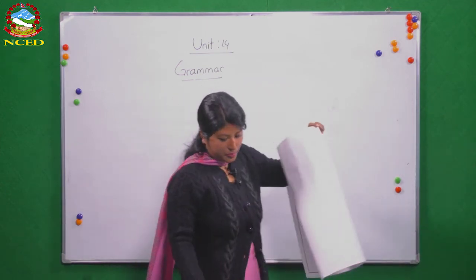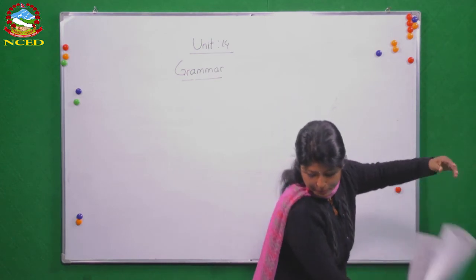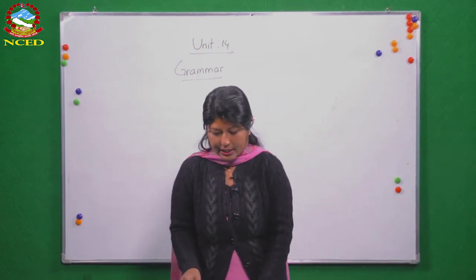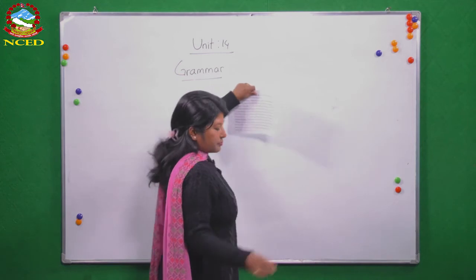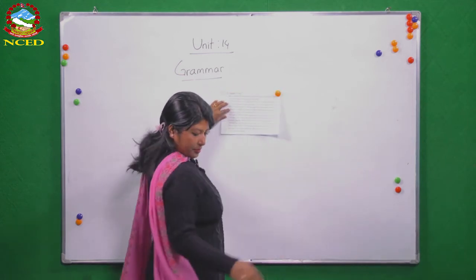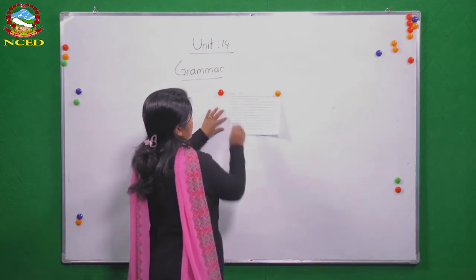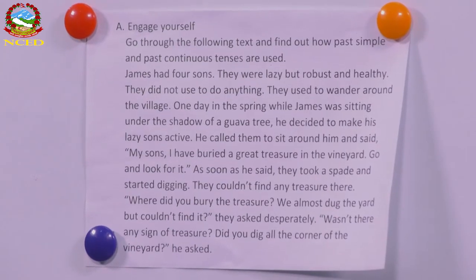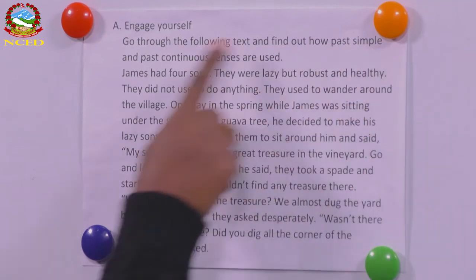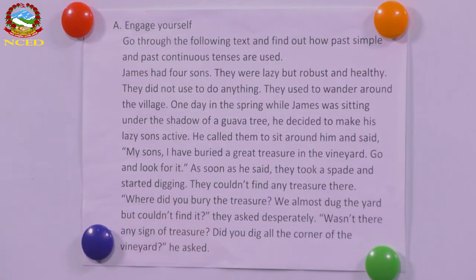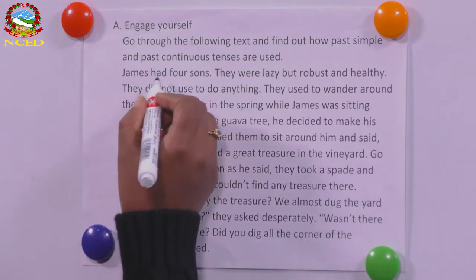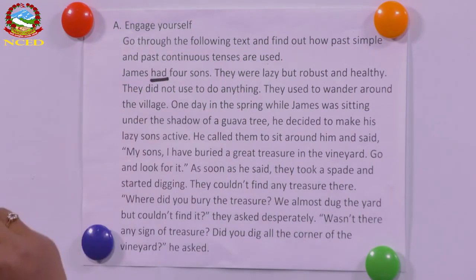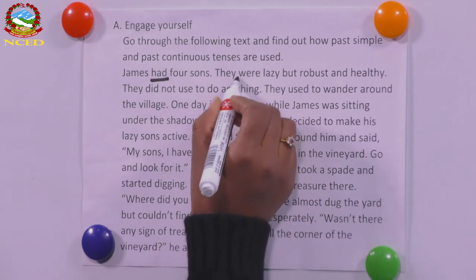You can turn over to page number 159. The first exercise given there is this one. Engage yourself. Go through the following text and find out how past simple and past continuous tenses are used. So let's find out the past tense here. James had 4 sons. They were lazy.